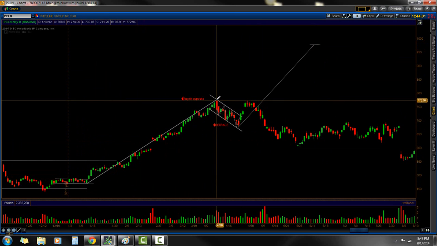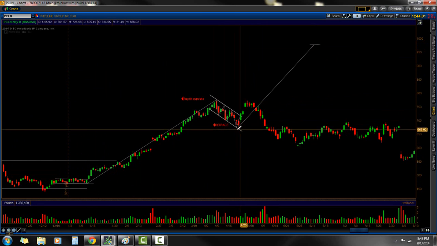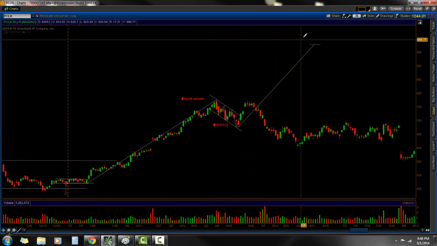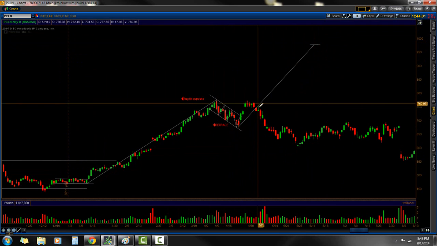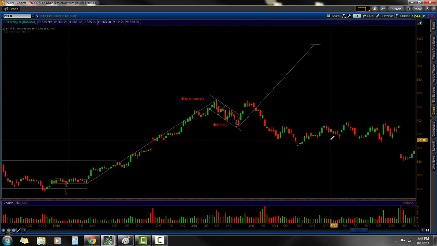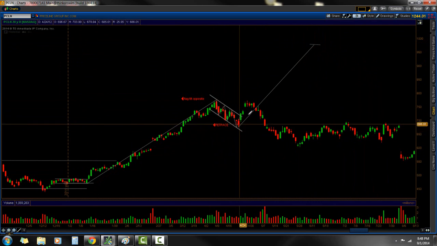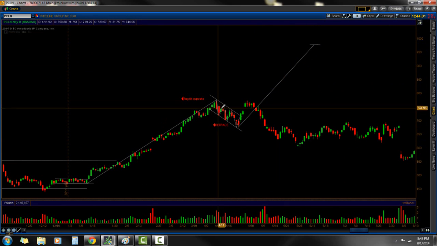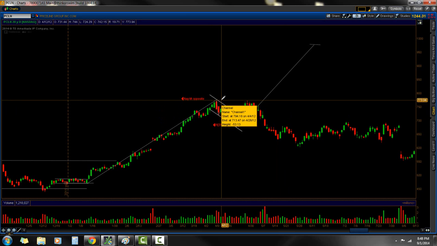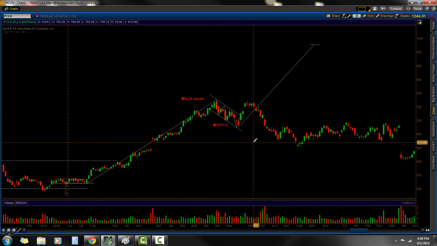because you took this $300 pole and moved it from the bottom of your flag, and your target is 975. Now, obviously, this didn't really work out. Don't worry about that. As you know, I don't care about that stuff. I'm just showing you patterns. That's how you measure move a bull flag.